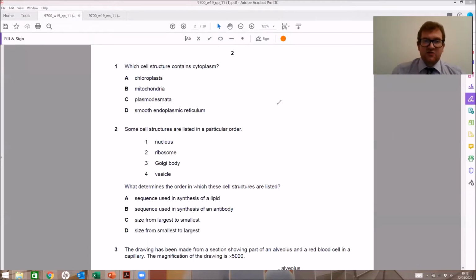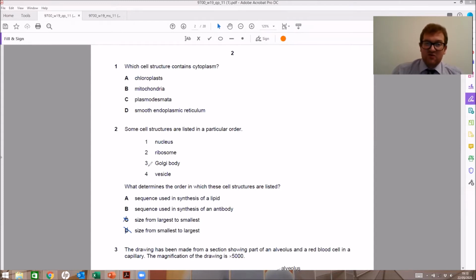Question 2. Some cell structures are listed in a particular order below: the nucleus, ribosome, Golgi body, and vesicle. What determines the order in which these cell structures are listed? Well, we have our options here. Let's go through some of the easy ones we can eliminate. Let's look at D, size smallest to largest. No, that's incorrect because the nucleus is the largest organelle. From largest to smallest is also incorrect because number 2, ribosome, is the smallest structure.